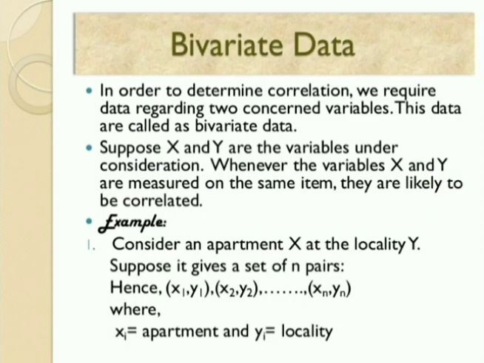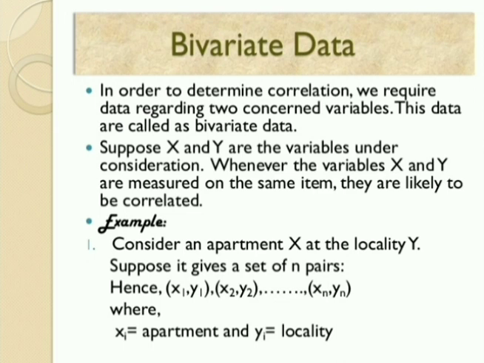Bivariate data. The name itself tells us that here there are two variables which are interrelated or correlated with each other. In order to determine correlation, we require data regarding two concerned variables. These data are called bivariate data. Suppose x and y are variables under consideration. Whenever the variables x and y are measured on the same item, they are likely to be correlated.